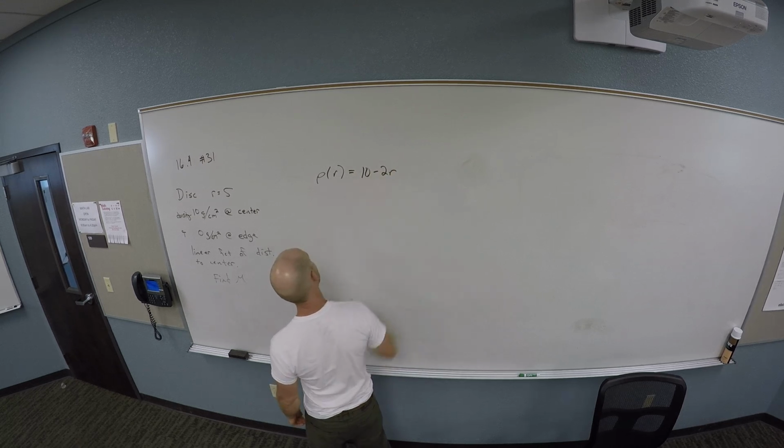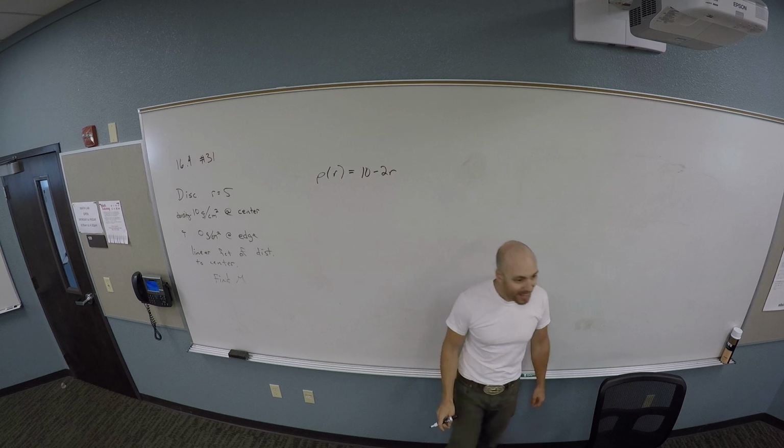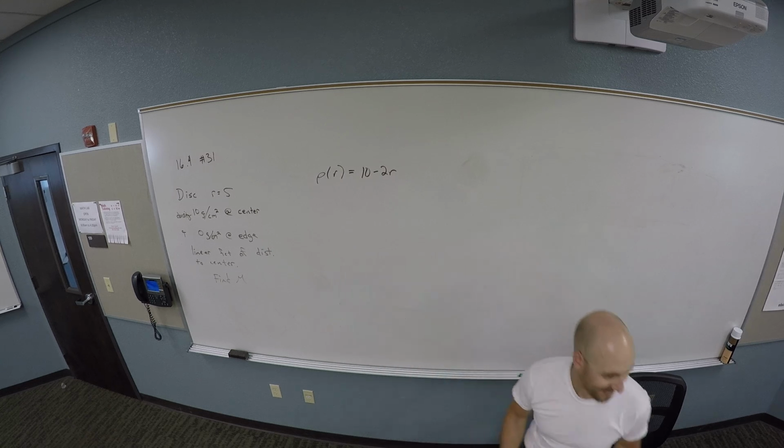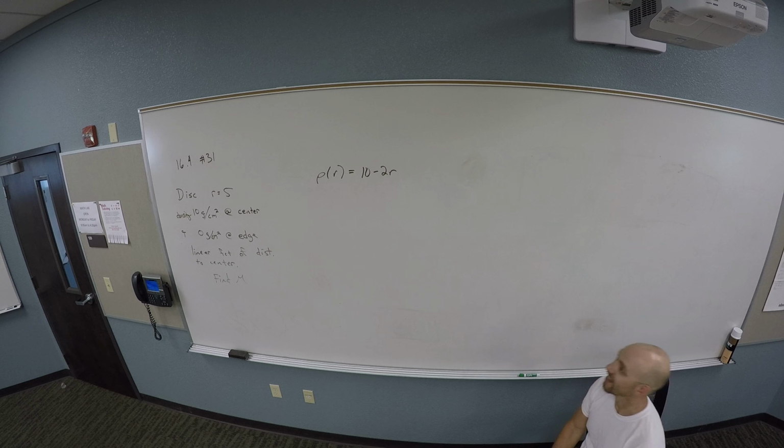Brilliant. How the heck did you do that? Plug in 5 and you get 0. Okay, you want it to read 10 at 0, right? So the intercept better be 10. And then I want it to read 0 at 5, so yeah. Check. Okay, then what?